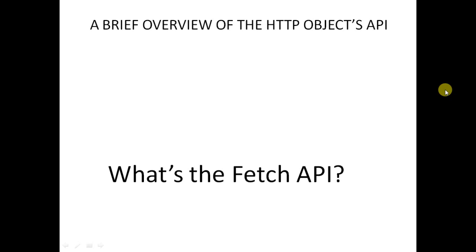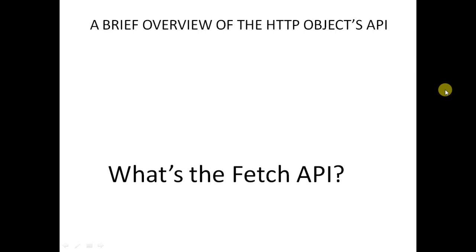Now, what's the fetch API? There is an effort underway to unify the process of fetching resources on the web. The fetch API can be used as a replacement for the XMLHttpRequest object. It defines generic request and response objects, which can be used not only with HTTP but also with other emerging web technologies like service workers and the cache API.